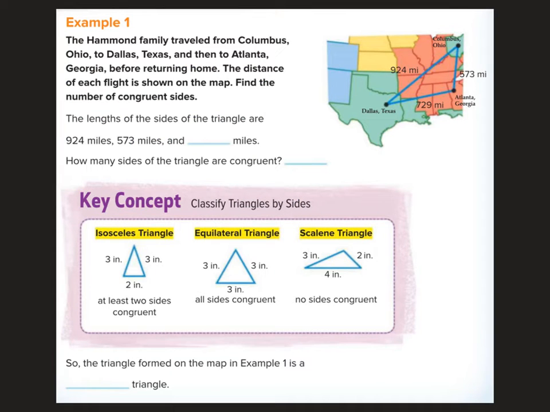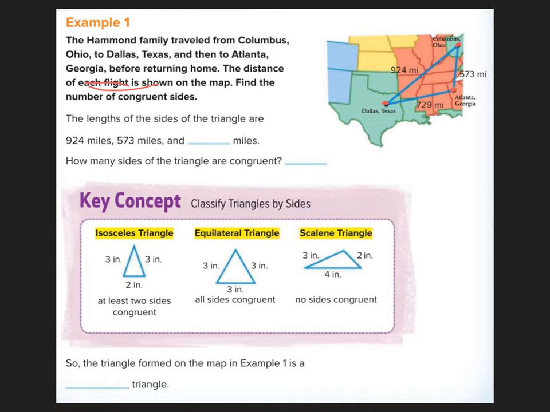The Hammond family traveled from Columbus, Ohio, up here, to Dallas, Texas, and then to Atlanta before returning home. So they made a big triangle. If only roads worked that way, right? It just goes straight there, straight to the next place you want to go. Anyways, each flight. Okay, they flew. Still, flights don't quite work that way, but we'll give it to them.